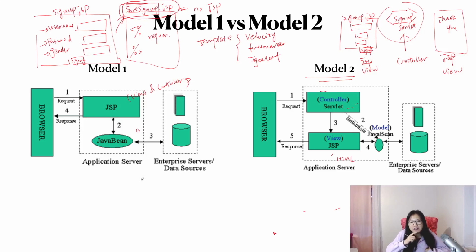Sorry, I forgot one thing to mention. In Model 1, sometimes you will see JSP or servlet here. It means you are using JSP as both view and controller, or you are using servlet as both view and controller. Both of them are thought of as Model 1. But it's very clear in Model 2: servlet is the controller, view is a JSP, and the model is our Java Bean.